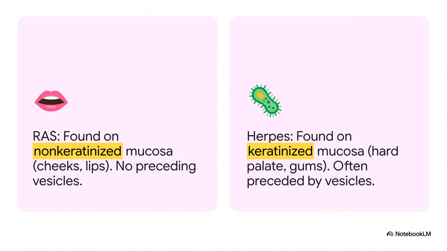First up, the most common mimic, herpes simplex, the virus that causes cold sores. The number one way to tell them apart? Location, location, location. Canker sores love that soft, movable tissue. Herpes, on the other hand, loves the firm, fixed tissue, like your hard palate and your gums. Plus, herpes usually starts with those classic little fluid-filled blisters or vesicles, which you just don't see with RAS.